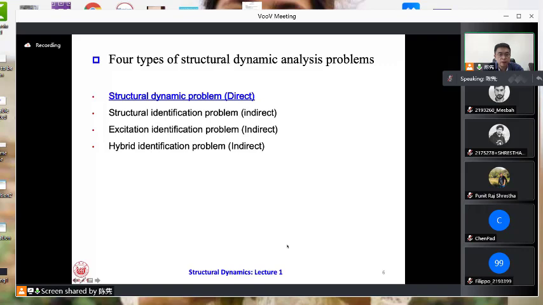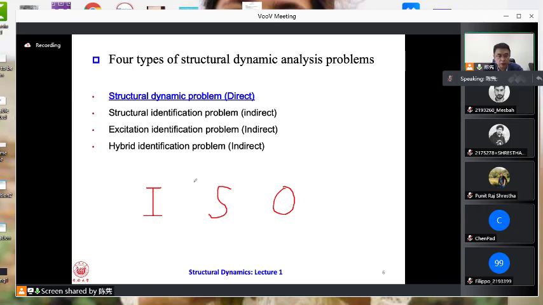So there are four types, and let me try to write this to explain these four situations. Say we have an input here, which means the external loading, and we have a structure, which is the system, and we have output, which means responses: displacement, deflection of the structure. So we have these three components: input, system, output.